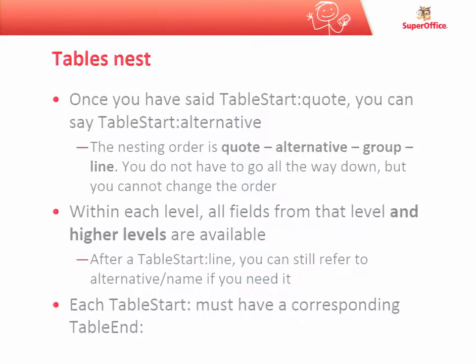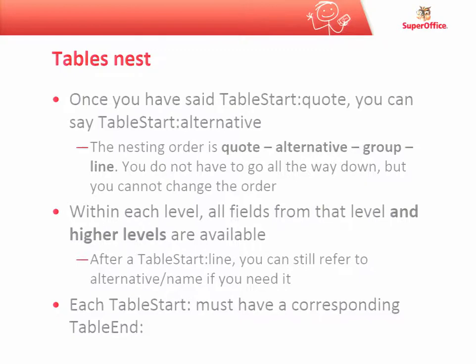Tables nest, as I showed in the hierarchy. So you have to say table start quote, and having done that, further on somewhere in the text, you can then say table start alternative. And having done that, you can say table start group or line. You cannot change the order. You cannot iterate over alternative first and quote inside of that. That makes no sense. Doesn't work.